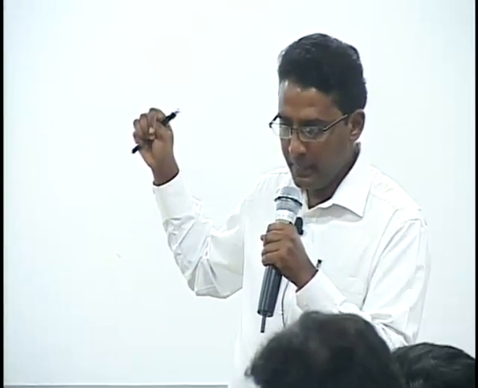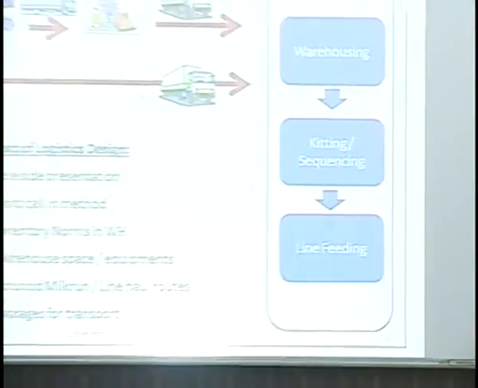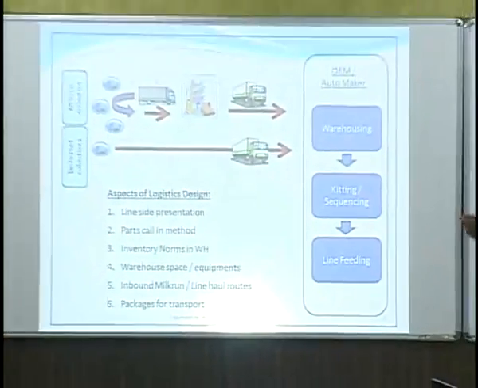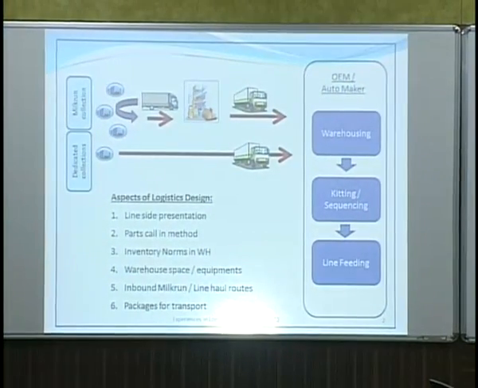So line side presentation is one thing to be decided. And how do you call the parts from the intermediate stores as well as from the supplier? That's a very critical thing. You have the option: you can either call the parts based on the replenishment method or based on the forecast method. Like this, there are various design parameters involved here, which we are going to talk about in the subsequent slides.